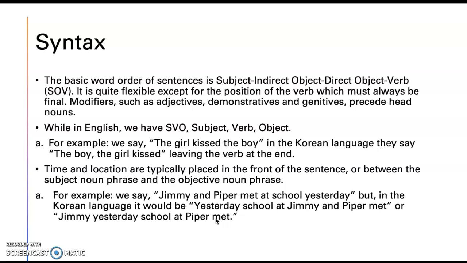Time and location are very much important when referencing them in a sentence. The time needs to be typically placed in front of the sentence or between the subject noun phrase and the objective noun phrase. For example, we say, Jimmy and Piper met at school yesterday, but in the Korean language, it would be said, yesterday's school at Jimmy and Piper met, leaving the verb at the end and the time in the beginning of the sentence. Or, Jimmy yesterday, school at Piper met, leaving yesterday somewhat in the beginning and the verb still at the end. Seems a little confusing when saying it in English, but in the Korean language, it makes perfect sense.